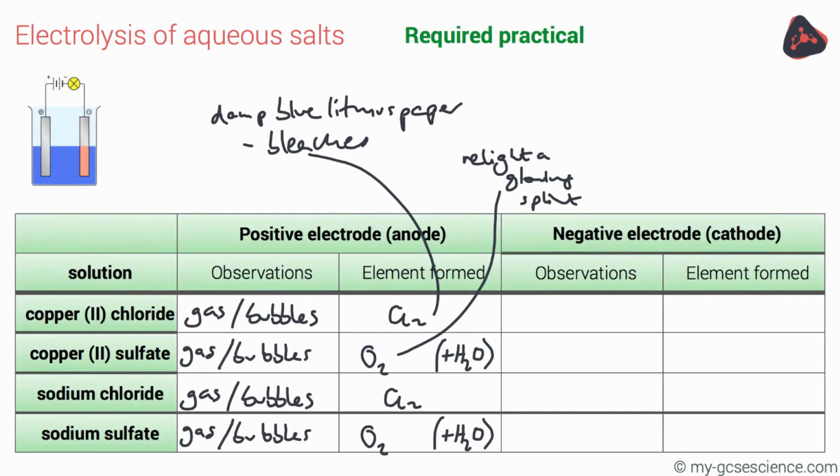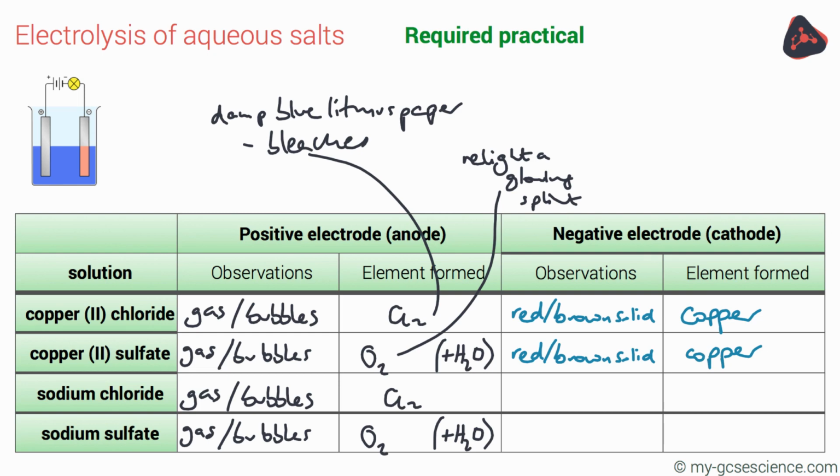Right, well both of the first two involve the metal copper. So because copper is less reactive than hydrogen, it's the copper that's going to be formed. This looks like a reddy brown solid that coats the cathode, a bit like this.